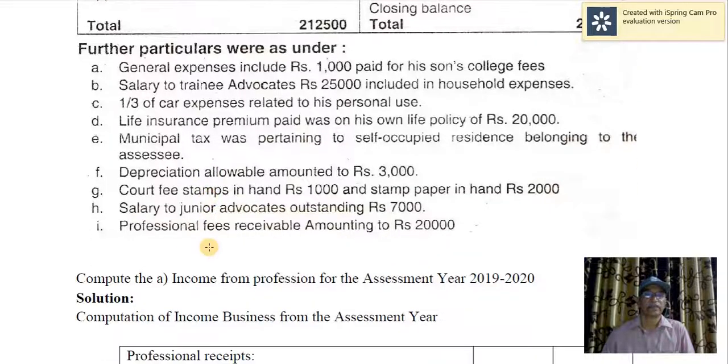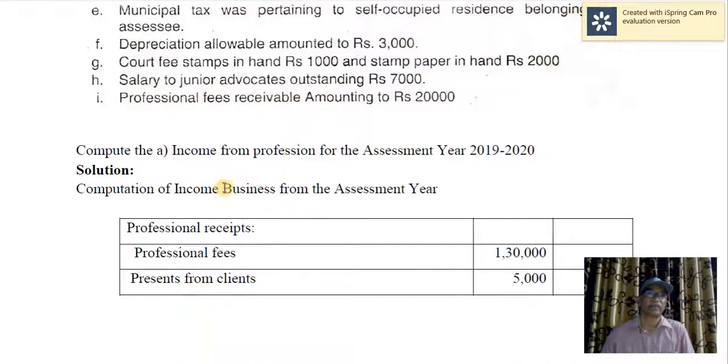Court fee stamps in hand 1,000 and stamp paper in hand 2,000. These are not to be taken because the books of accounts are maintained on cash basis in the case of receipts and payment basis in the case of expenses. So these are not to be taken. Salary to junior advocates outstanding. Any outstanding item, whether incomes or expenses, are not to be considered. Even professional fees receivable, that is not to be taken.